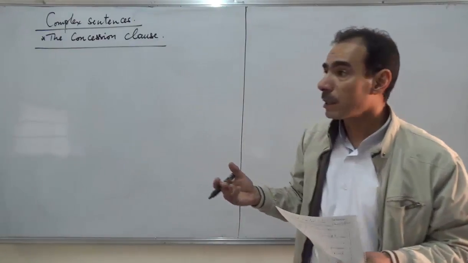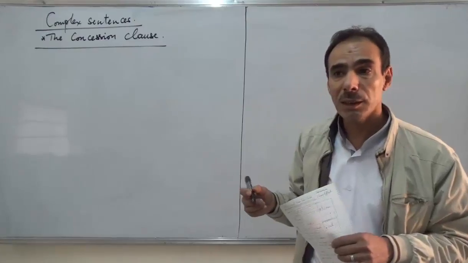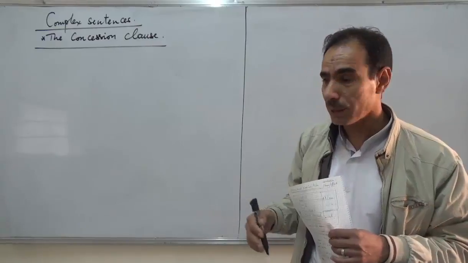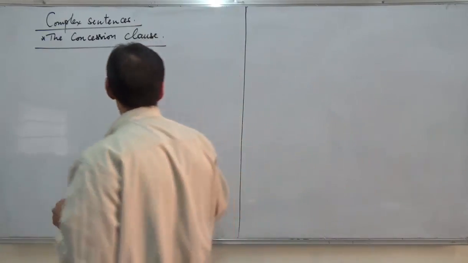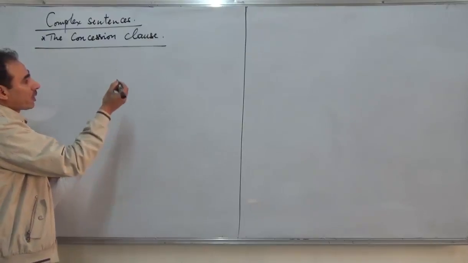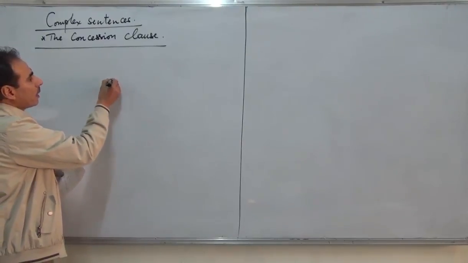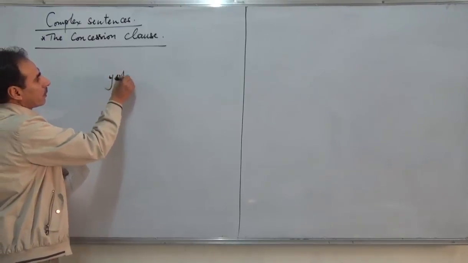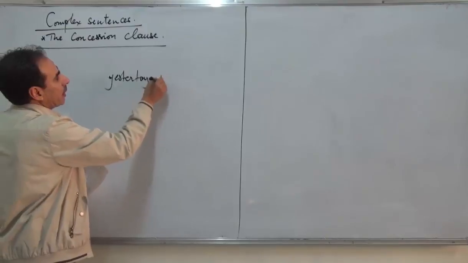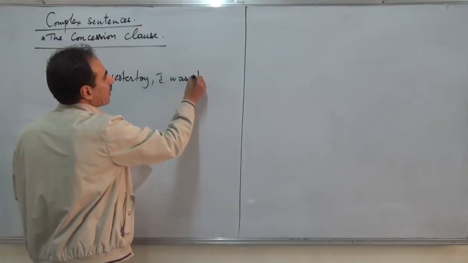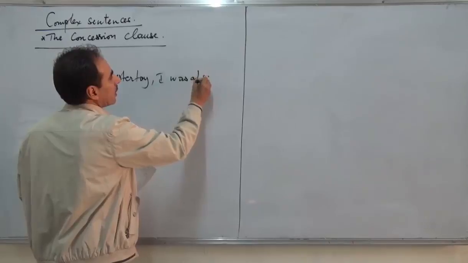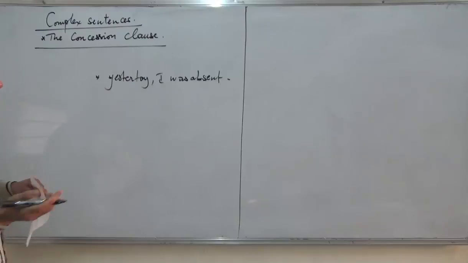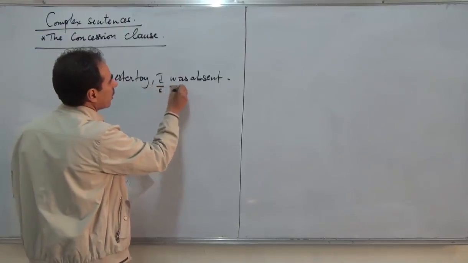Complex sentence. What's a complex sentence? Of course, complex sentences are sentences that gather two or more simple sentences. A simple sentence is a sentence that contains only one verb. For example, let's say, yesterday I was absent. Okay, this is a simple sentence. It has got one subject, one verb.